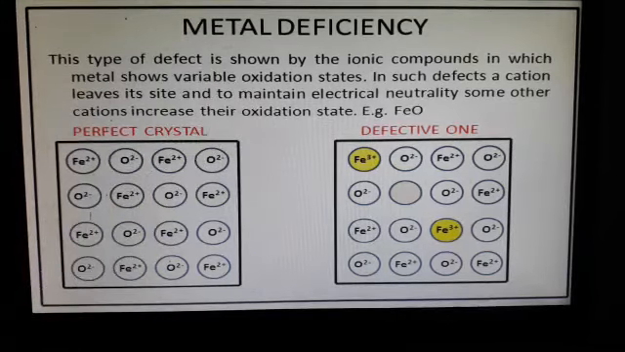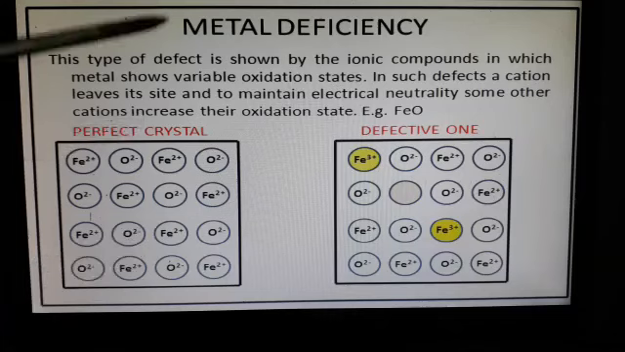Variable oxidation state means there are some atoms or metals which can exhibit more than one oxidation number. For example, iron forms Fe2+ and Fe3+. So it is showing two types of oxidation state, +2 and +3. This type of behavior is known as variable. And if these metals are involved in forming the crystal, then this defect is shown.